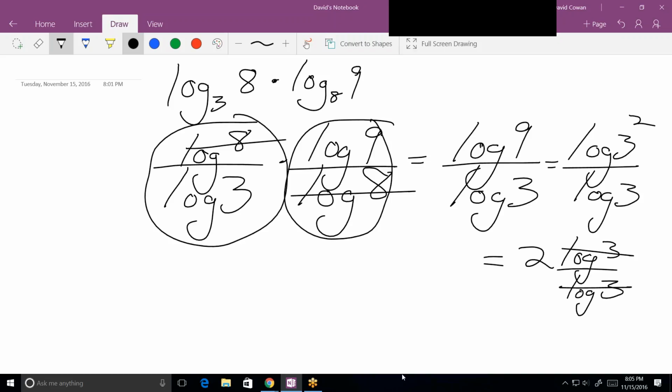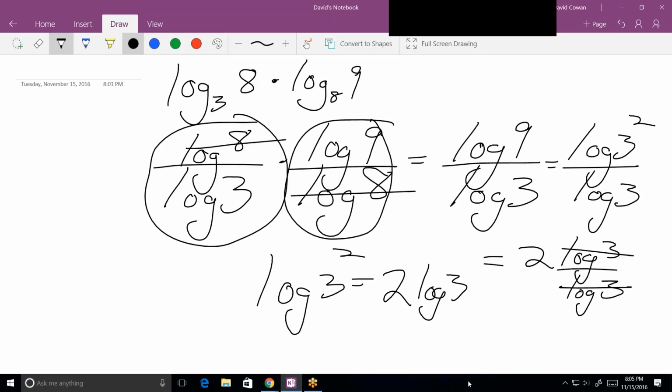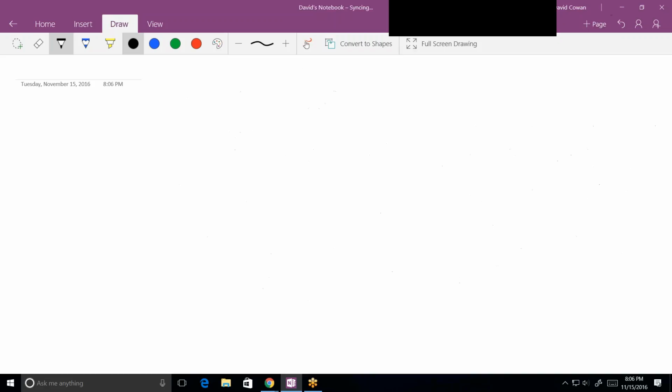Okay, great. You're familiar with this property where the log of 3 squared is equal to 2 times the log of 3? Yes. Okay. Because we had to use that. The only reason I saw it is because I could tell that I could write 9 in terms of 3 and then get rid of the exponent so that I'd end up with a log 3 in the top and a log 3 in the bottom. All right, what else you got?